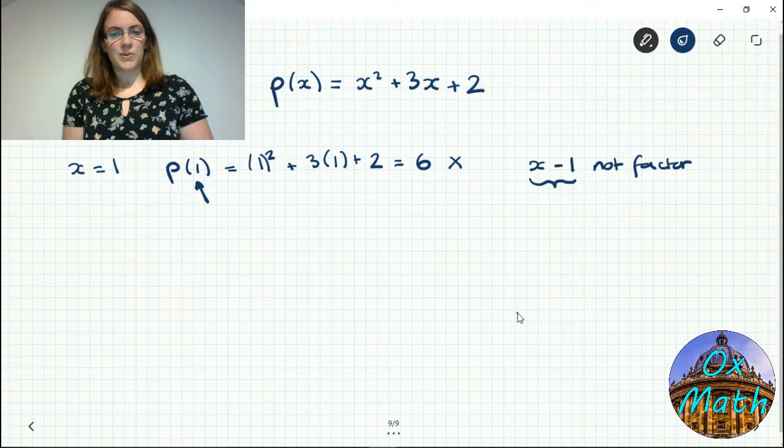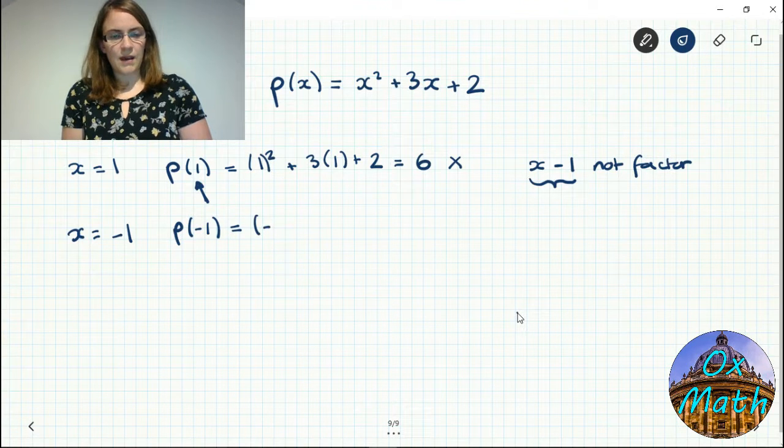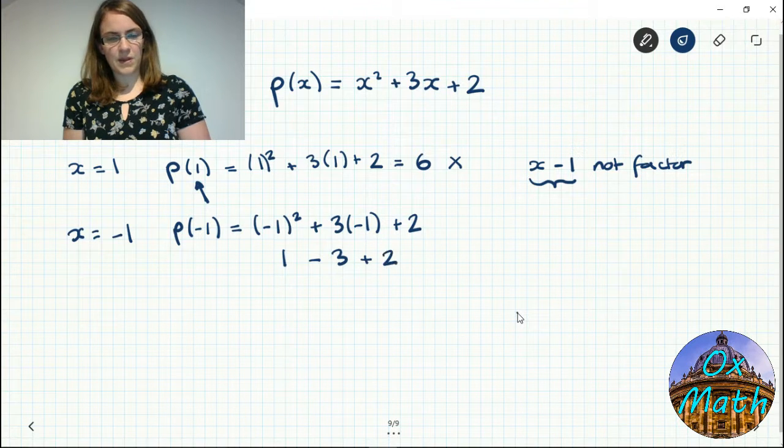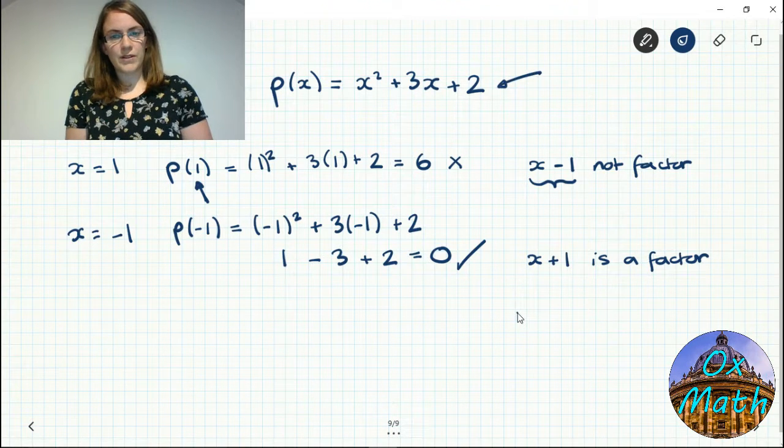So I can see if I try positive values it's not going to work because it will just get bigger and bigger. So I'm going to try x equals minus 1. So this time if I do my function with minus 1 substituted in, I get minus 1 squared plus 3 times minus 1 plus 2. Minus 1 squared is plus 1, minus 1 times 3 is minus 3 plus 2. So this time it does equal 0. So now I know that if I divided by x plus 1, then my remainder would be 0, so it is a factor. So we have found one of our factors for our original polynomial.